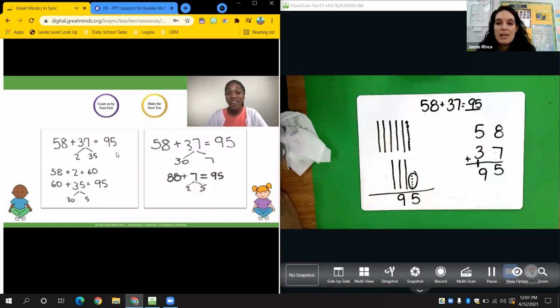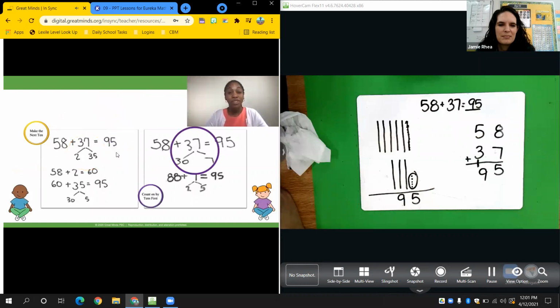I noticed that Elijah made the next 10. He broke apart 37 into 2 and 35, so that way he can add 58 and 2 to make 60, which makes it more efficient or easier for him to add. Maria broke apart 37 into 30 and 7, and that way she would be able to count on by 10 3 times. 58 plus 30 equals 88.